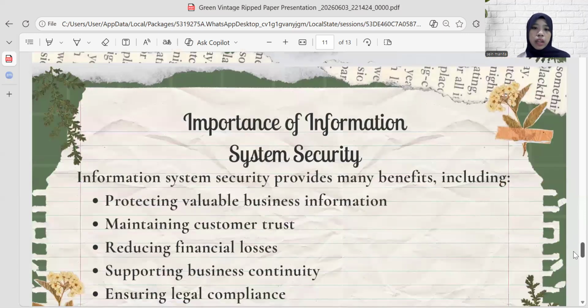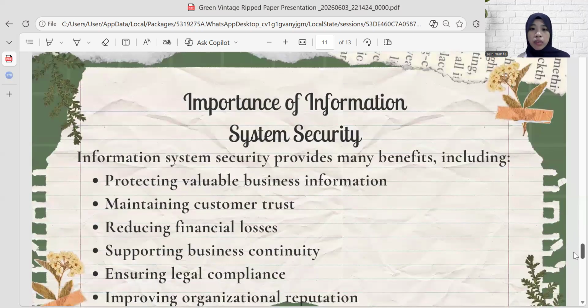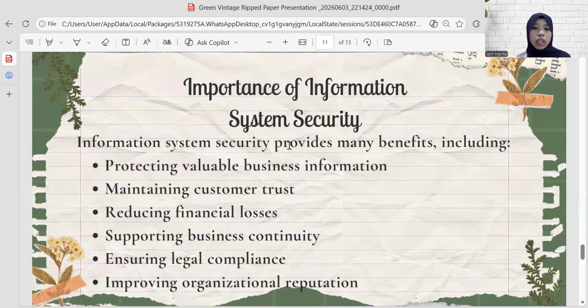Next part we're going to talk about the importance of information security. For its importance, it provides many benefits, including these. The first is protecting valuable business information. Number 2 is maintaining customer trust. Number 3 is reducing financial losses. Number 4 is supporting business continuity. Number 5 is ensuring legal compliance. Last is improving organizational reputation. So this is about the importance of information system security.